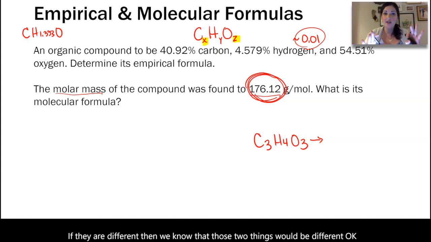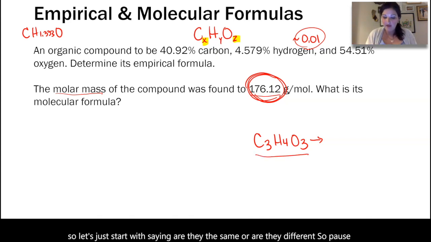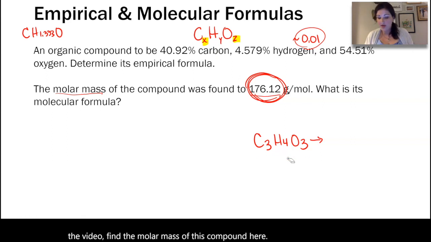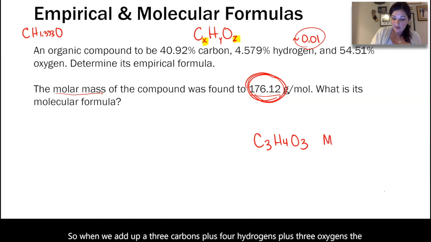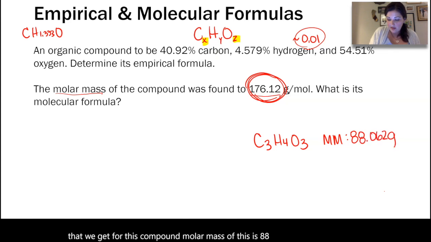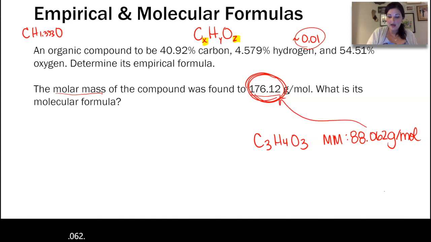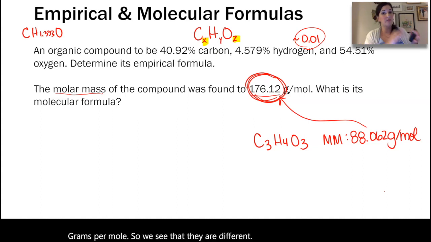Okay, so pause the video, find the molar mass of this compound here. So when we add up 3 carbons plus 4 hydrogens plus 3 oxygens, the molar mass that we get for this compound is 88.062 grams per mole. So we see that they are different. So we know that the molecular formula and the empirical formula are different from each other.